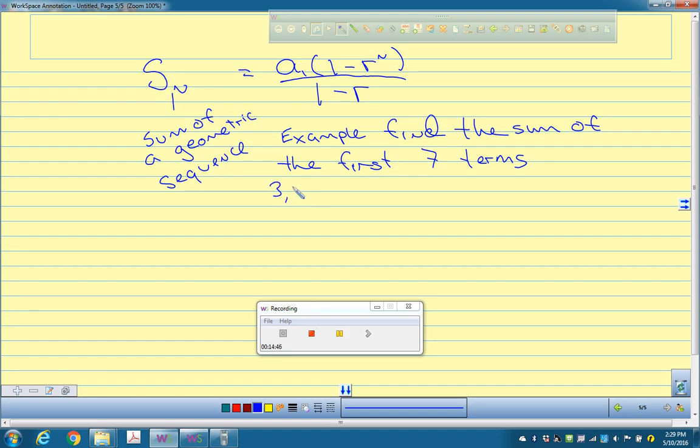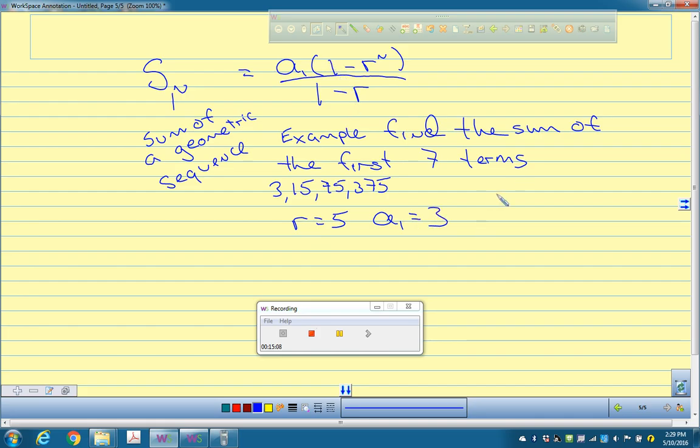3, 15, 75, 375. Who can tell me what R is in this case? R is 5. Does everyone see where we got R is 5? Yep. What's A sub 1? 3. So now all I do is plug and chug into the formula.